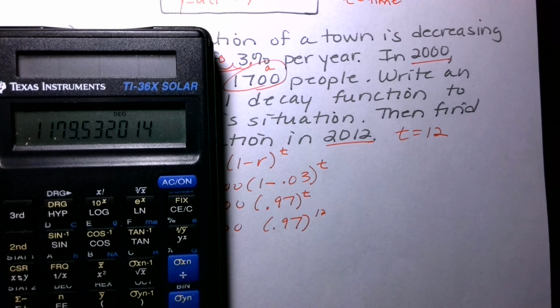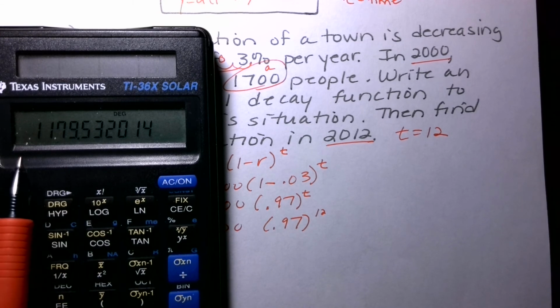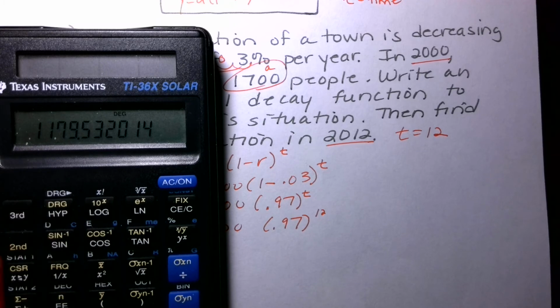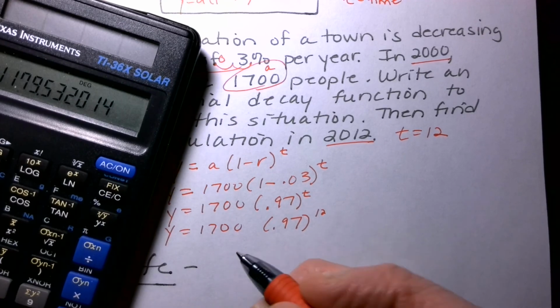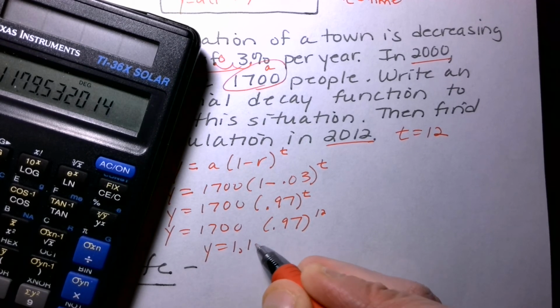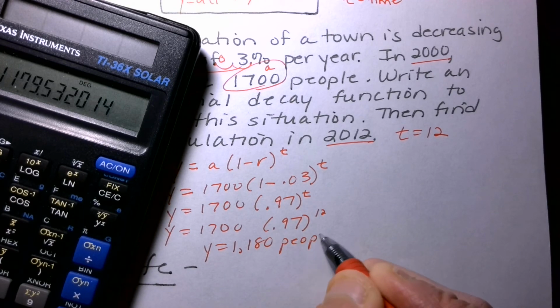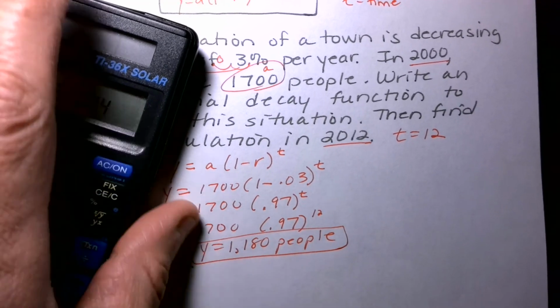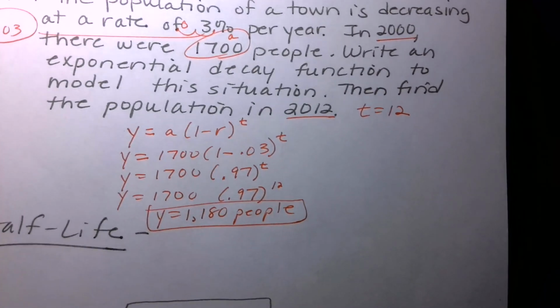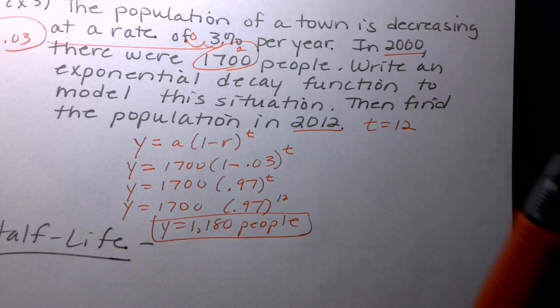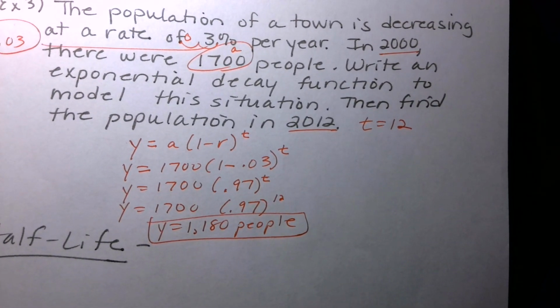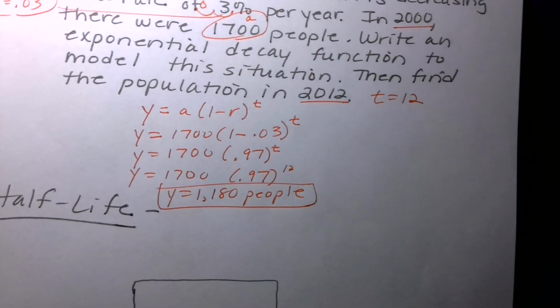Okay, looks like, well, it's people. Again, this is a real life problem, so we've got to think about what we're rounding to here. I'm not going to put a part of a person on there. So we're just going to round to the nearest whole person, which would be 1,180 people. And I would say, wow, their population dropped pretty severely, didn't it? Anyway, all right, moving on.